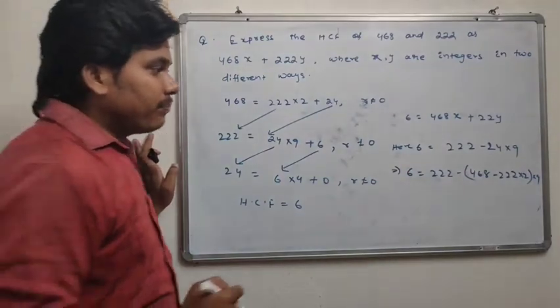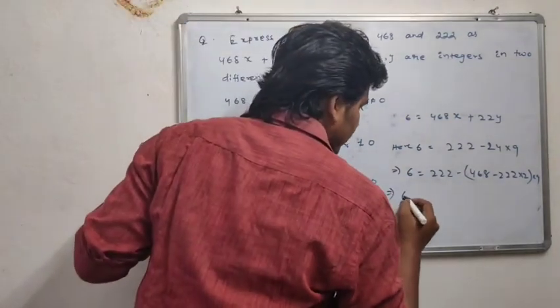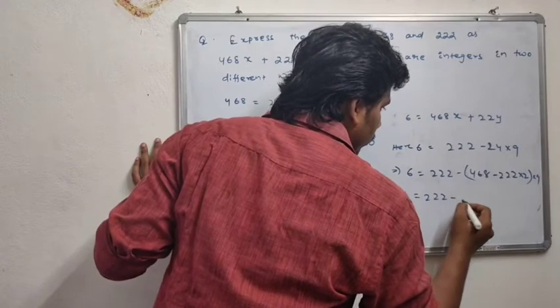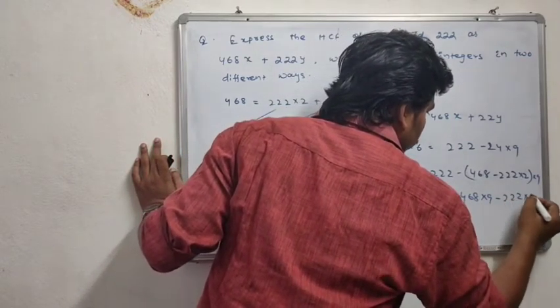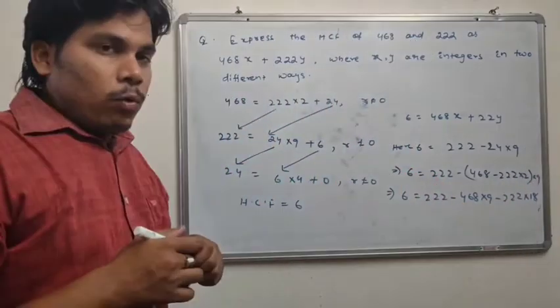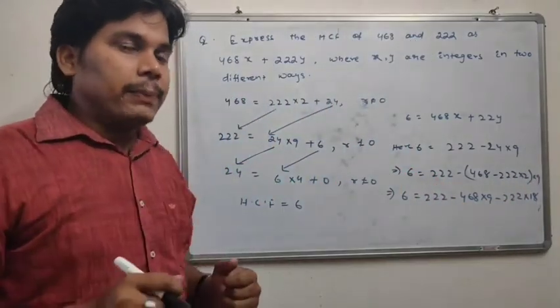Understand what the question is here. See, this will be 6 equal to 222 minus 468 into 9 minus 222 into 18. See, now what I did, I am just repeating again.